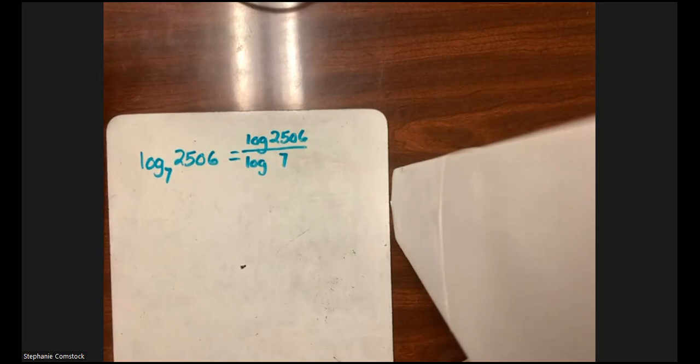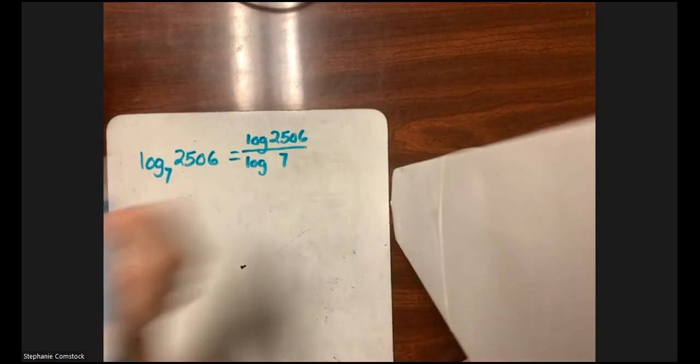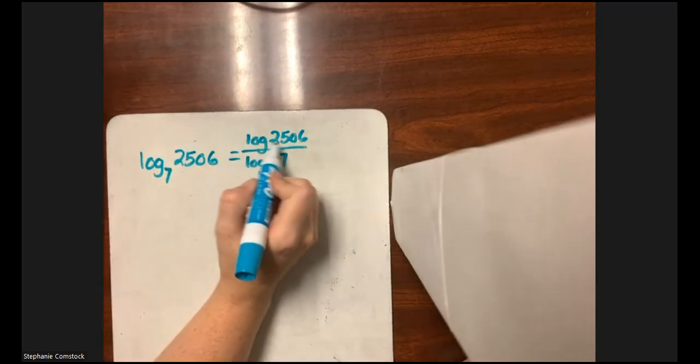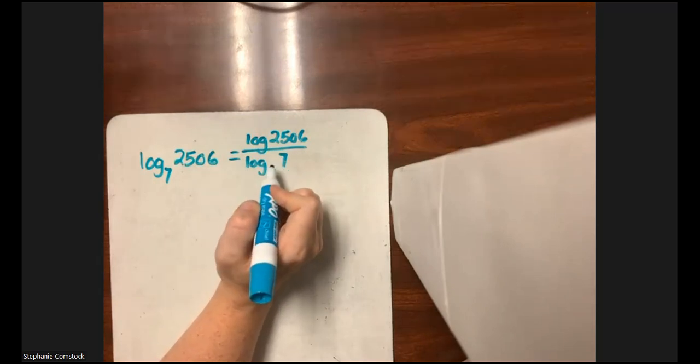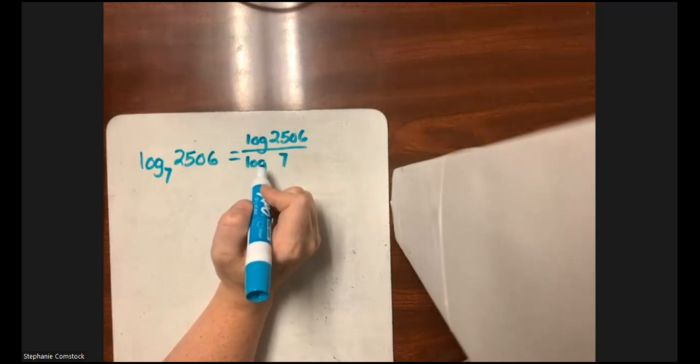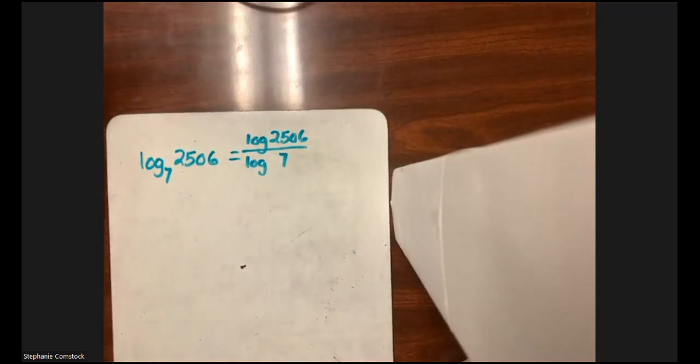Now, if you're working with a calculator that is not a graphing calculator, then what you're going to do is find log of 2506, log of 7, and then go back in and do the division. And I'll show that here in just a second. But if you are working with a graphing calculator, let's talk about what this is going to look like. And there's a couple of different options that you have.